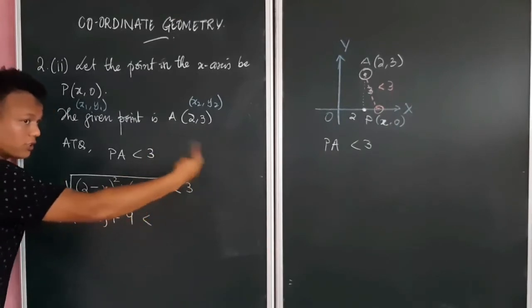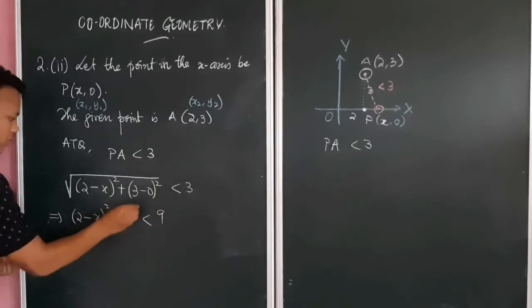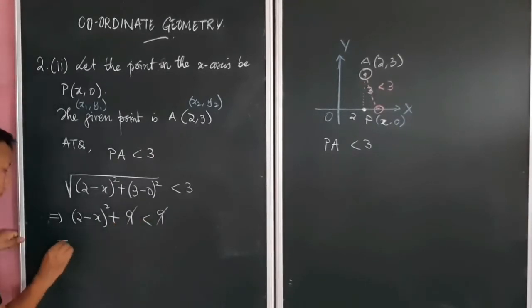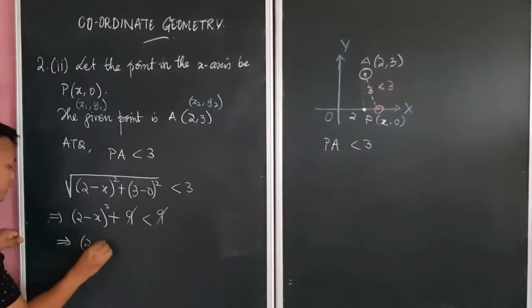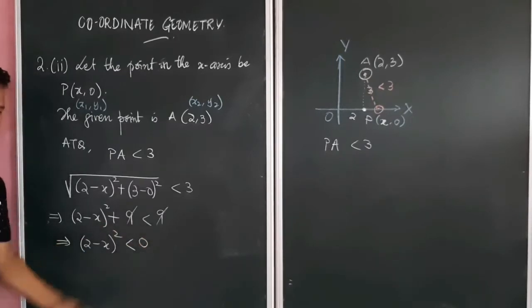this becomes 3 square. And how much is 3 square? 3 square is 9, right? So I can see that this and this get cancelled out here, isn't it? So if this 9 gets cancelled, what is left? We have (2 minus x) whole square is less than 0, right? Nothing is left, so that's why 0.